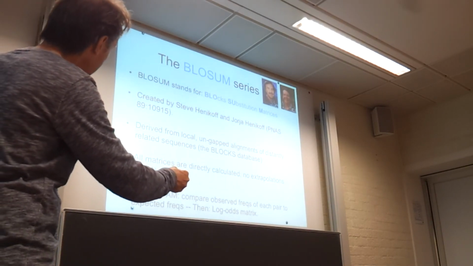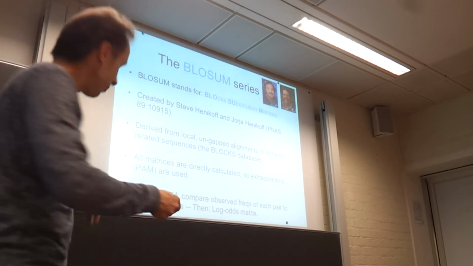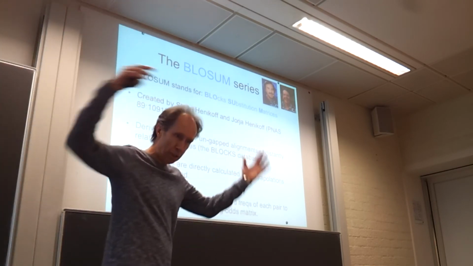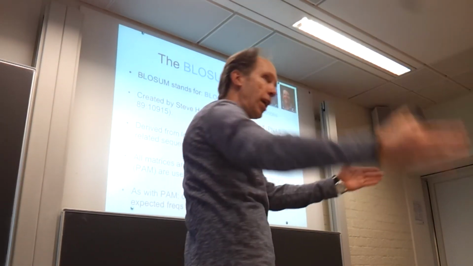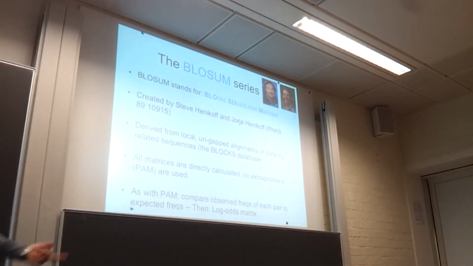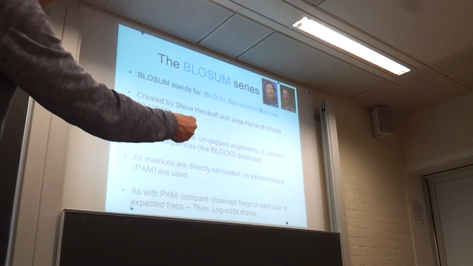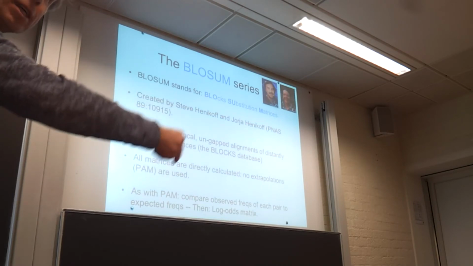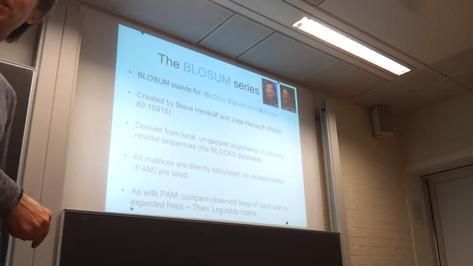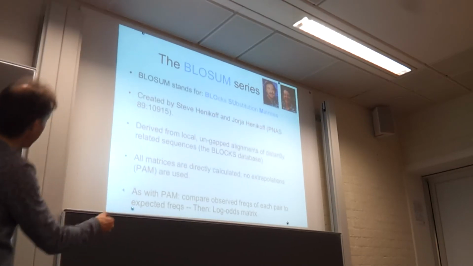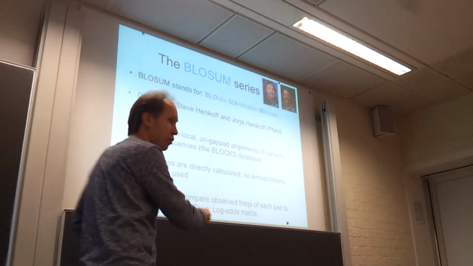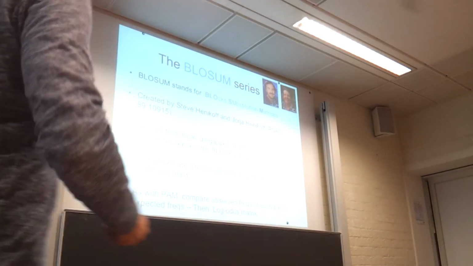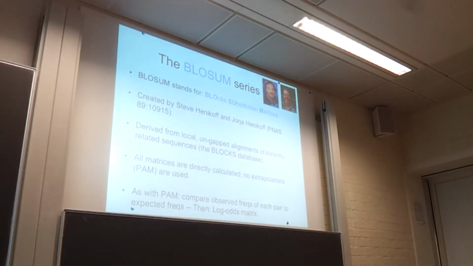BLOSUM stands for block substitution matrices. Where the Dayhoff philosophy was, you take the alignments, you align them globally, and you use all positions in those alignments to extract the probabilities. The Henikoff pair, they're still married, even after doing alignments, making matrices together. Anyway, so it's 92. Basically, they use the blocks, a specially created database of many more alignments, of course, than Dayhoff, but they used parts of the alignment rather than all of the alignments.